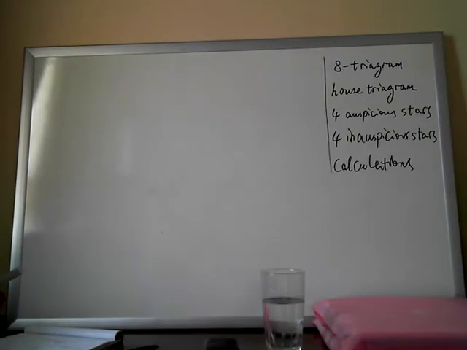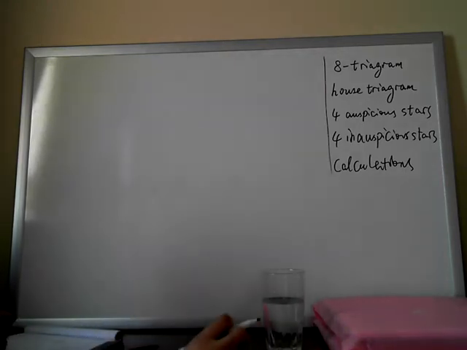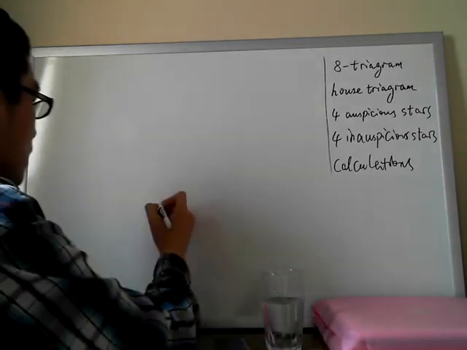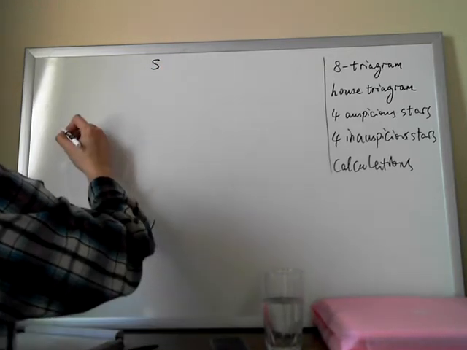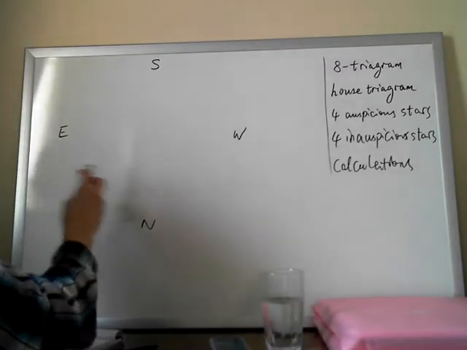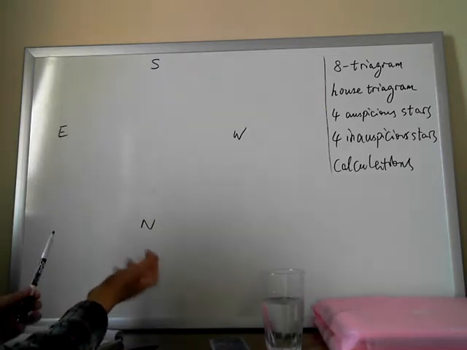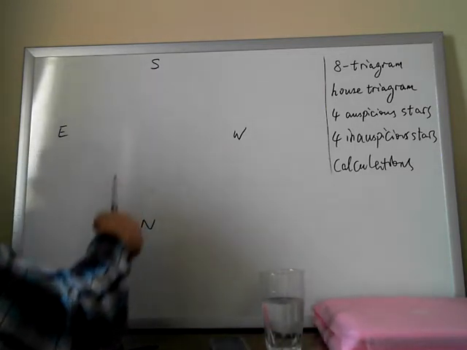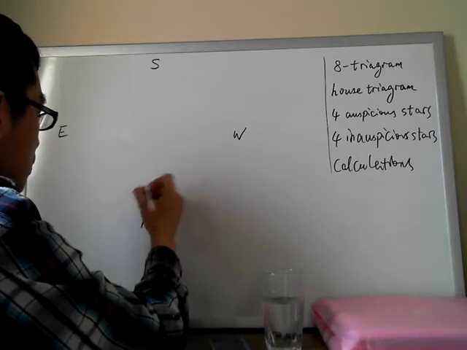So first, we need to talk about 8 trigrams because this is the basis of 8-dimension feng shui. So what are the 8 trigrams? I will draw them one by one here. So say this is south, north, east, west. So pay attention. The direction here is different from the conventional way of drawing the direction. So the south is on top and north is at the bottom. So the 8 trigrams are, let me draw it.